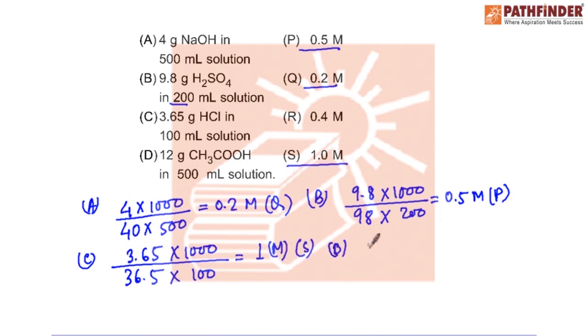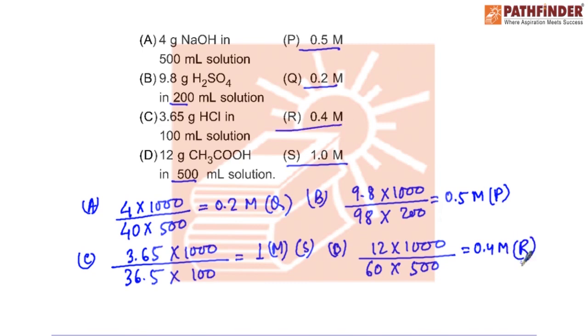Now the last one, 12 gram of acetic acid. So 12 times 1000 divided by the molar mass of acetic acid, you need to keep that in mind. Yes, it is 60 times 500, the volume given. So you will get 0.4 molar. So it is R. So a very basic thing that you need to keep in mind, the definitions of molarity, normality, molality, to solve several problems. That will be easily done.